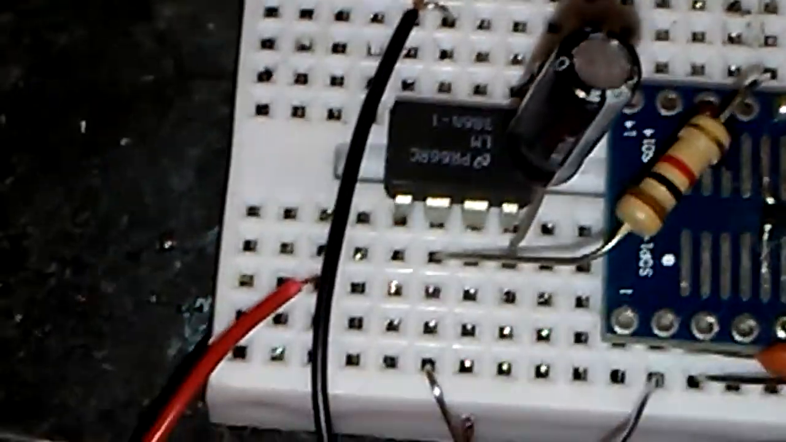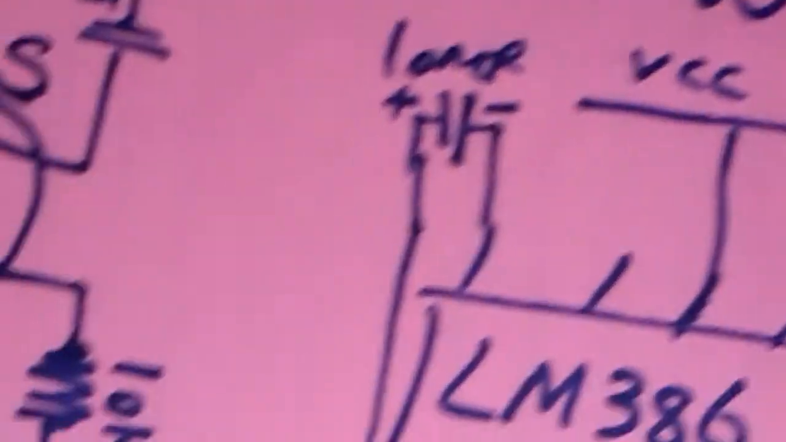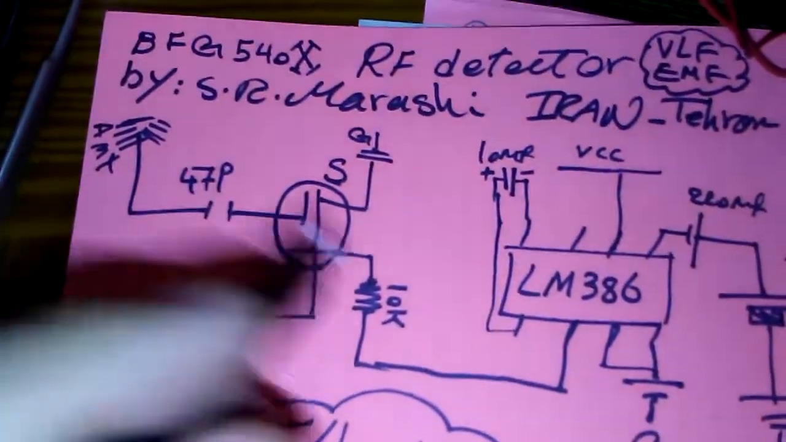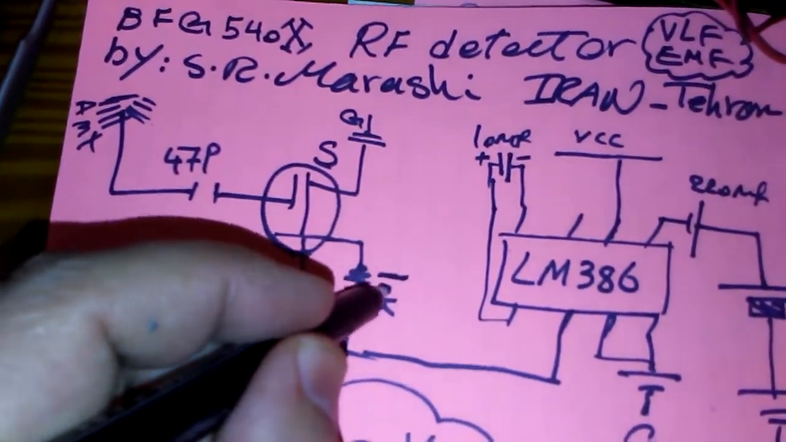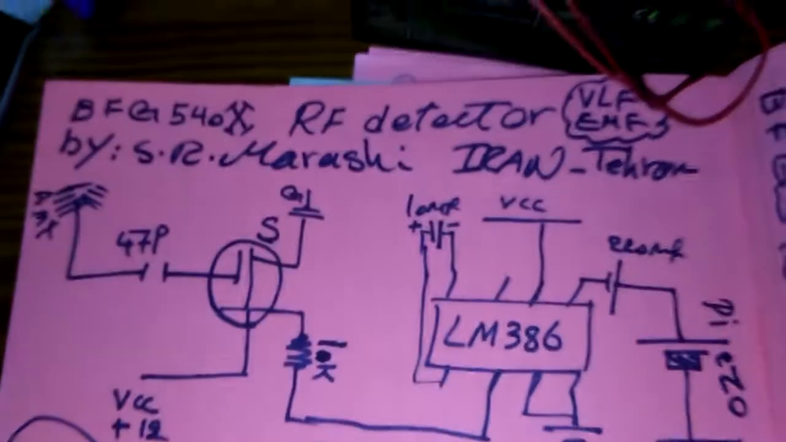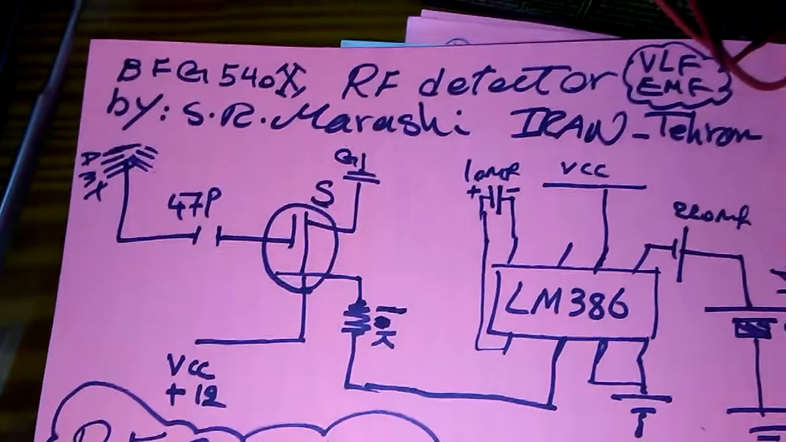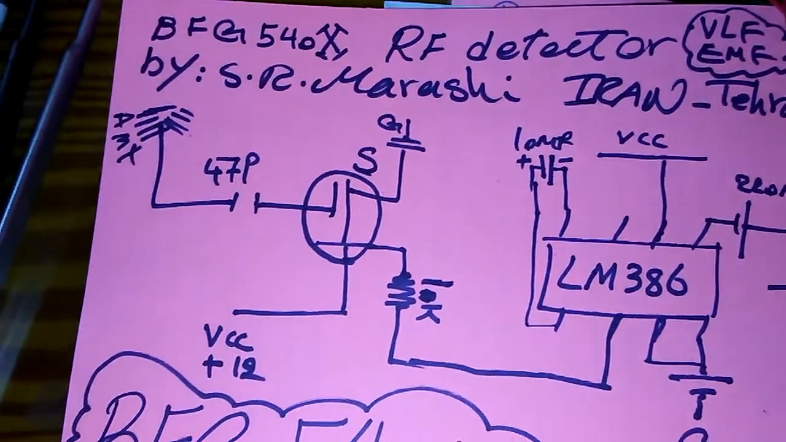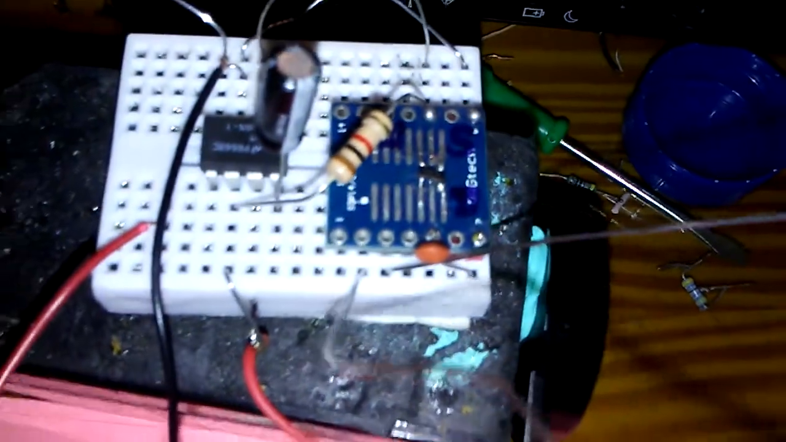Over 1 kilo ohm resistor like this. This is 1 kilo ohm, not 10k. This is 1 kilo ohm. The project is connected to the BFG540X. This is in the adapter.